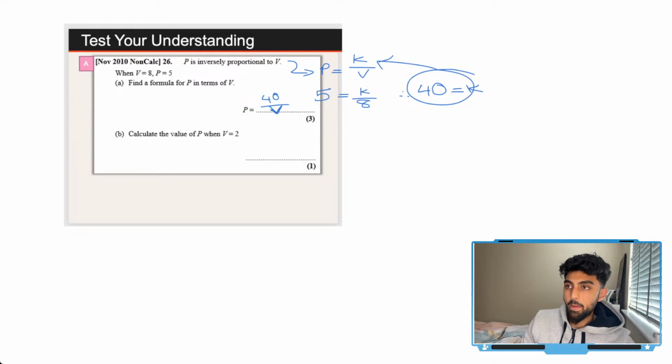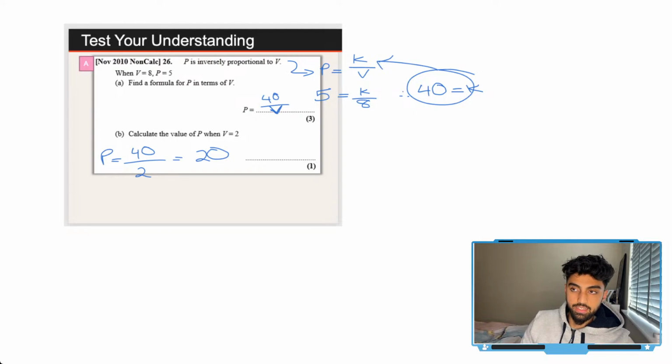So we know P is equal to 40 over V. So then if we want to calculate the value of P when V is equal to 2, let's sub in V is equal to 2. P is equal to 40 over V, which is 2. 40 divided by 2 is 20.